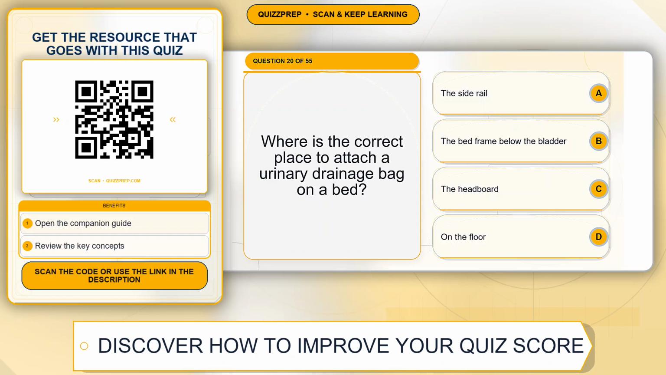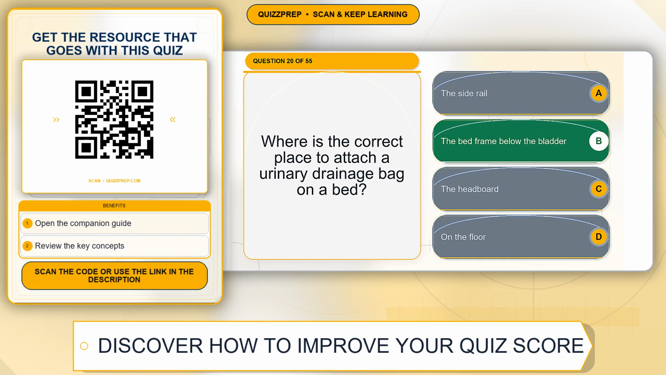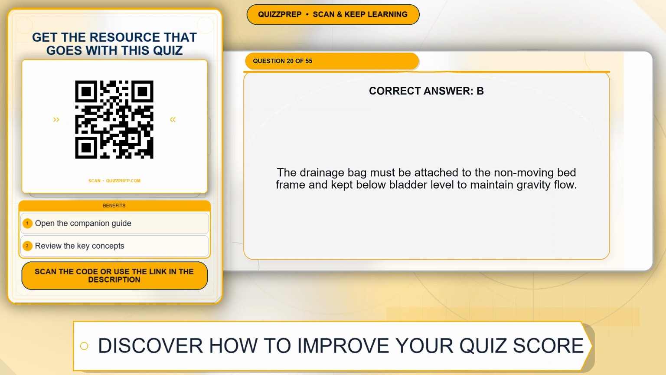Question 20. Where is the correct place to attach a urinary drainage bag on a bed? Option A, the side rail. Option B, the bed frame below the bladder. Option C, the headboard. Option D, on the floor. The correct answer is option B, the bed frame below the bladder. Explanation: the drainage bag must be attached to the non-moving bed frame and kept below bladder level to maintain gravity flow.